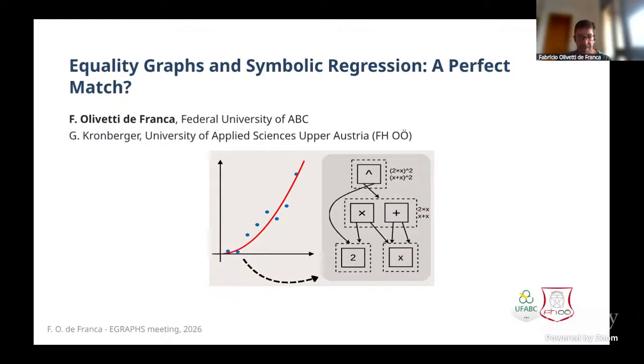Thank you very much, Sam, and thank you all for having me here today. In this talk, I'm going to talk a little bit about my joint work with Gabriel Kronberger, that we are actively using equality graphs together with symbolic regression to improve the exploration of the search space.